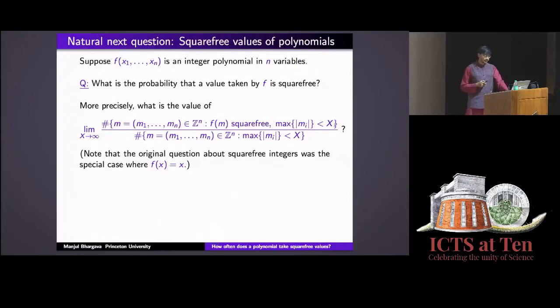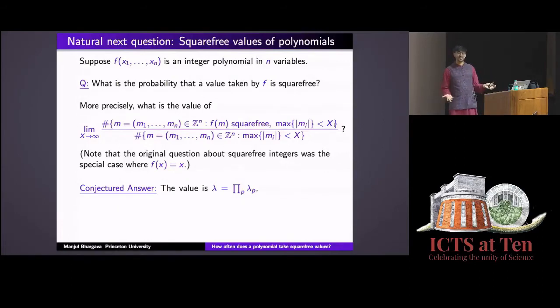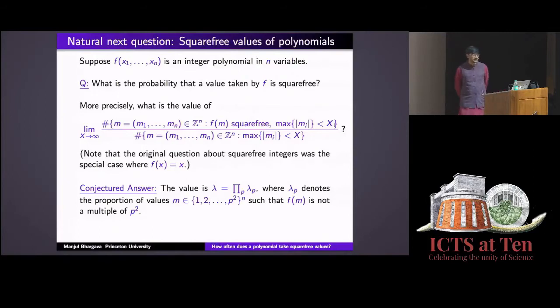And the conjectured answer is exactly computed as we did the case of 6 over pi squared. Namely, you look at the probability, lambda sub p, that the polynomial takes a value that's a multiple of p squared, and then we multiply it over all p. So the value of that limit should be a product of lambda sub p, where lambda sub p is the probability that the polynomial takes a multiple of p squared as its value. That's the conjectured answer. But in this case, it's an unsolved problem for a general polynomial.